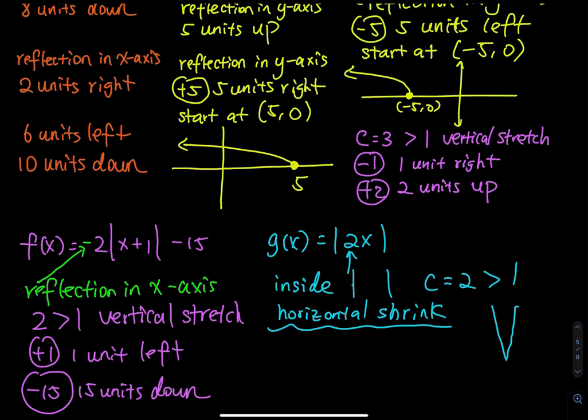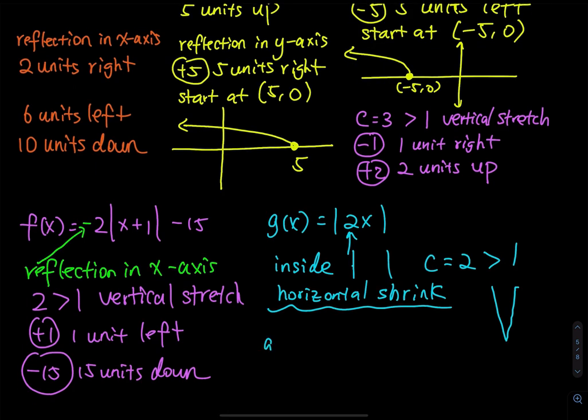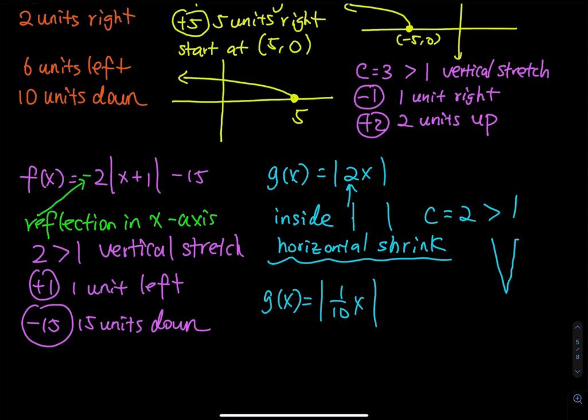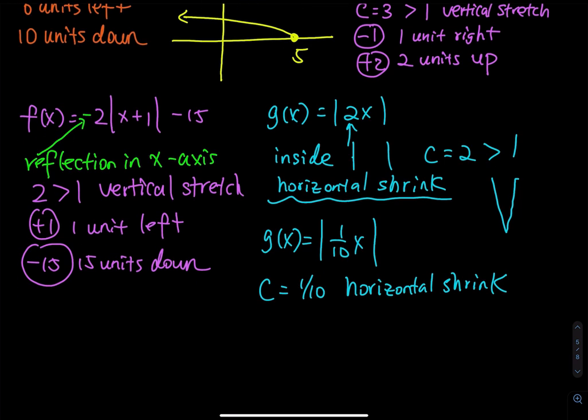Okay, let's finish the last one. The last one is g of x. So you change the 2 to a 1/10, right? So 1/10 x. This c equals 1/10 is inside the absolute value, so that creates a horizontal shrink. What does that mean? Compare the slope of 1/10, which must look like this, compared to the very steep V.